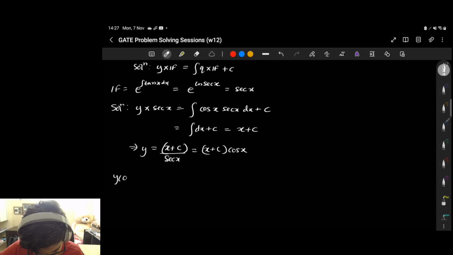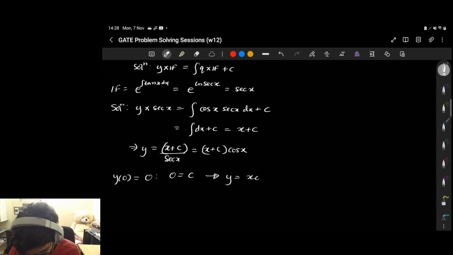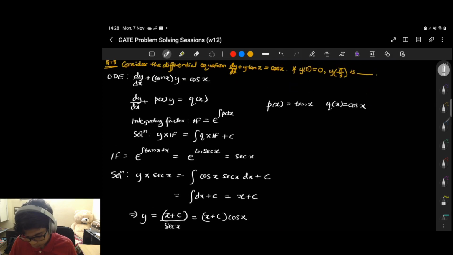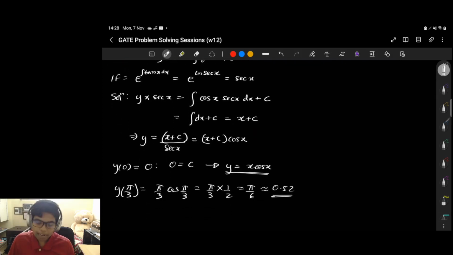Now we are given that y at x equal to 0 is equal to 0. So using this condition, we have 0 is equal to c times cos of 0, which is 1. So c is 0. Therefore, my final solution is y is equal to x cos x. Now y at x equal to pi by 3 would then be equal to pi by 3 cos pi by 3, and cos pi by 3 is nothing but 1 over 2, so this is equal to pi over 6, and this comes out to be roughly equal to 0.52. So this is the correct answer. This is the numerical answer type question. You need to provide the numerical value of the answer.